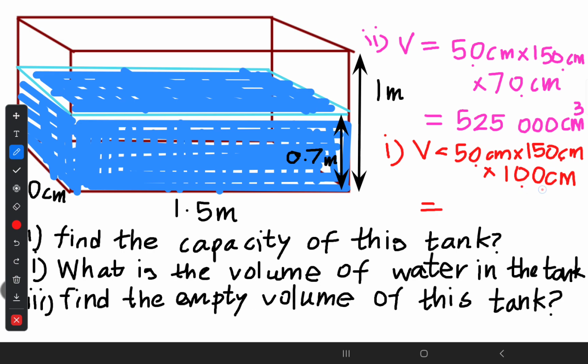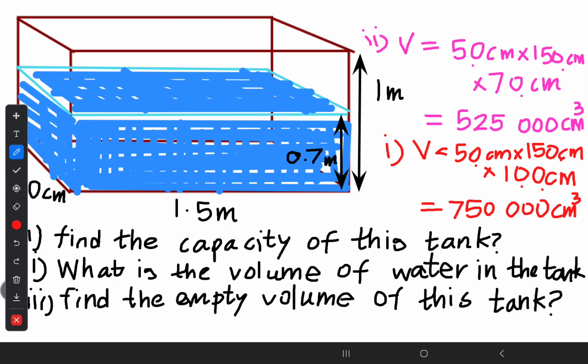There are 4 zeros. 5 times 15 is 75. Times 1, it is 75. So 750,000 cubic centimeters. That is the volume, the capacity of this tank in cubic centimeters.